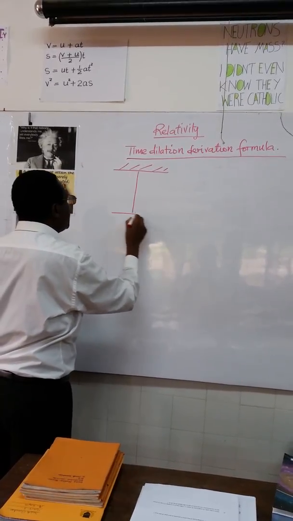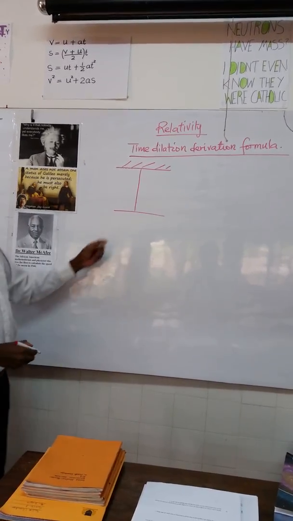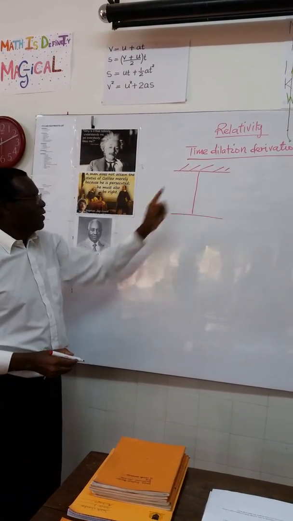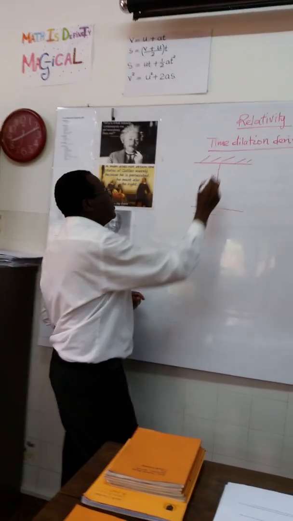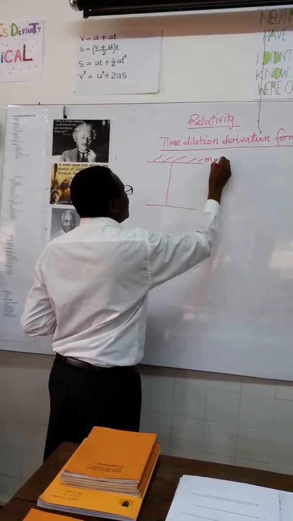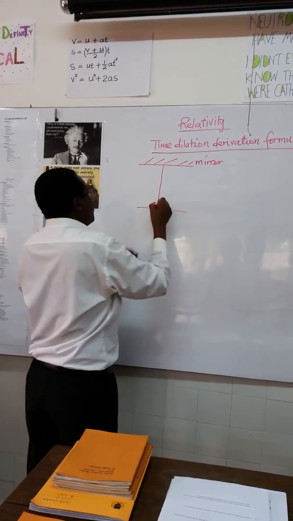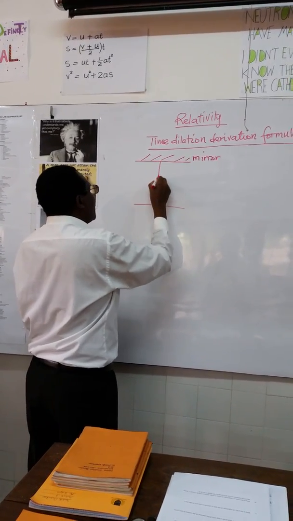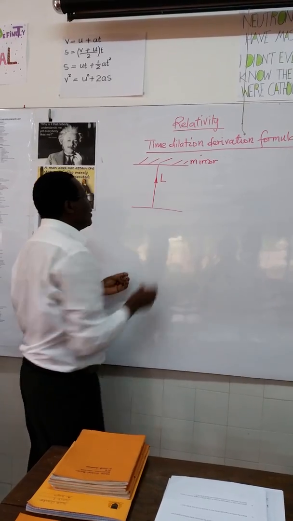we imagine a source of light at the bottom being flashed to the top mirror. This is a mirror. And we imagine that it goes and comes back. And let's say this length is L.